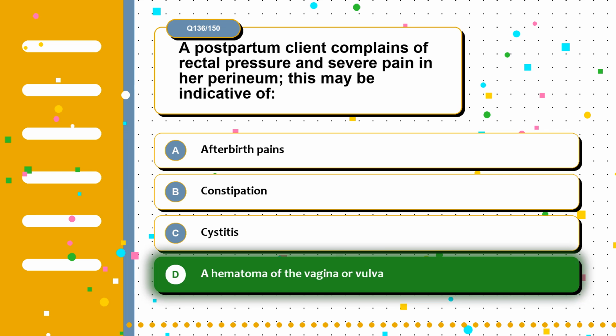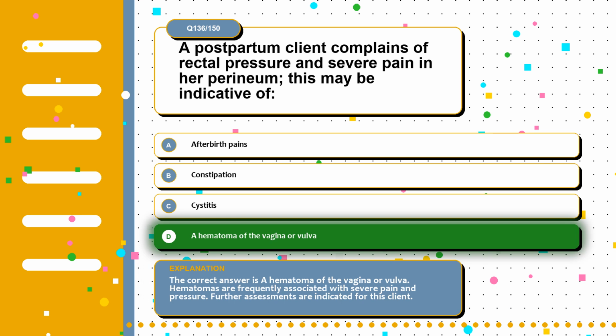The correct answer is option D. A hematoma of the vagina or vulva. The correct answer is a hematoma of the vagina or vulva. Hematomas are frequently associated with severe pain and pressure. Further assessments are indicated for this client.